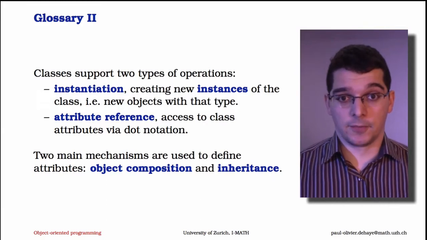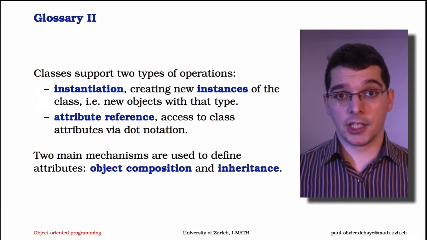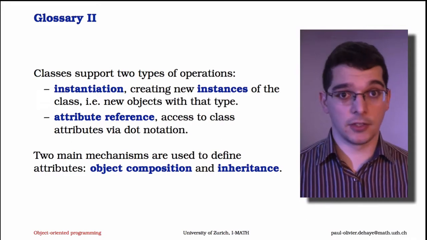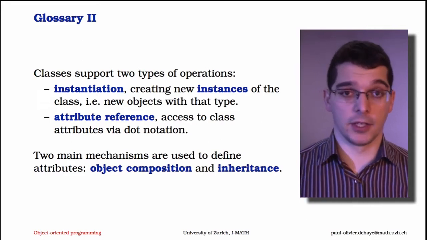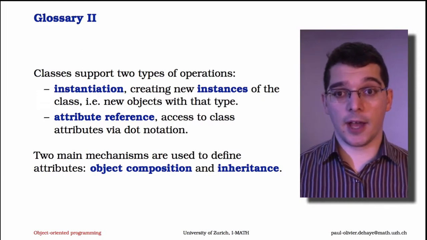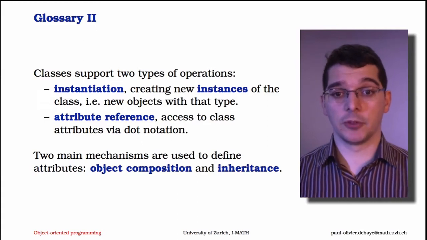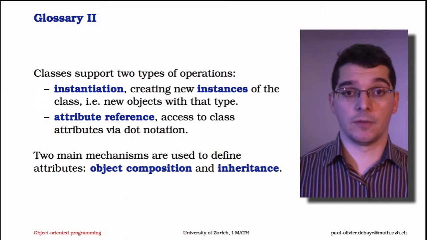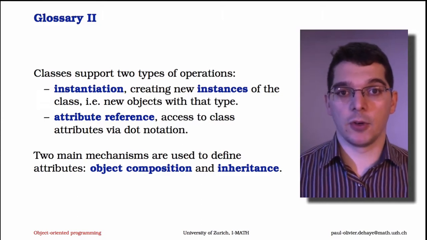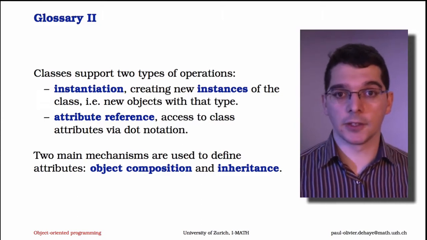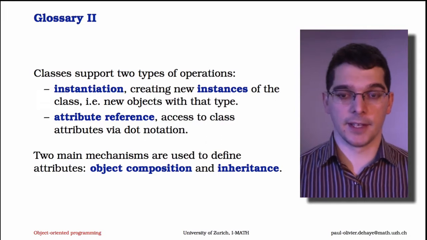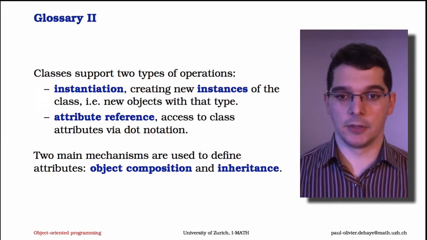Now, what do classes do? Well, they support two types of operation. Instantiation, so creating new instances of the class, new objects of that type. You're a new client in the bank, you need a new entry in memory or in a database. So you need to create a new object associated to this new client. And also, classes support another type of operation, which is attribute reference, so access to class attributes via dot notation. If you have that client object in memory, you might want to access information about that person's age, marital status, or send that person an email. So you might want to access data or execute some operation. And this you do via dot notation in many languages.